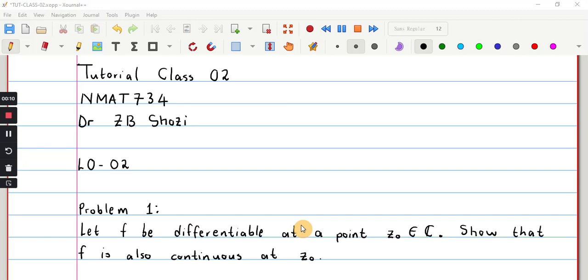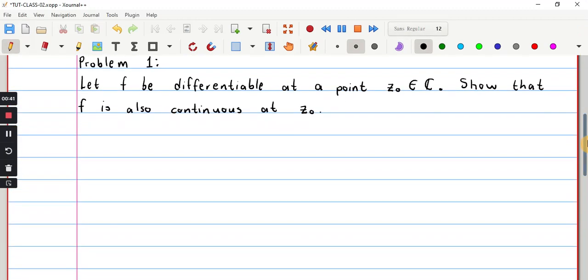The first problem that we are going to look at is as follows. Let f be differentiable at a point z0 in the set of complex numbers. Show that f is also continuous at z0. So here we are required to prove that if f is differentiable at z0, then it is also continuous at z0. That's what we are required to prove, and we are given an assumption to start with. So let's start with our proof here.